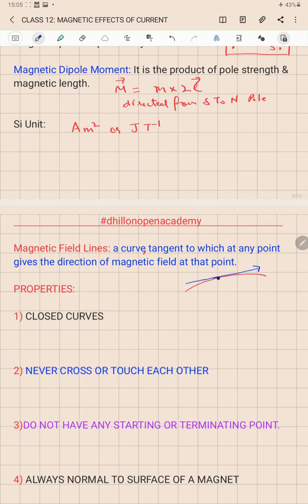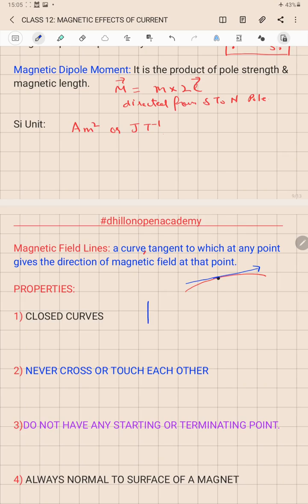Field lines in most cases are curved, but only under certain circumstances can they be directed in a straight line, especially in a uniform magnetic field. Otherwise they will be curved in nature. Important properties of the field lines. Field lines are always closed curves.